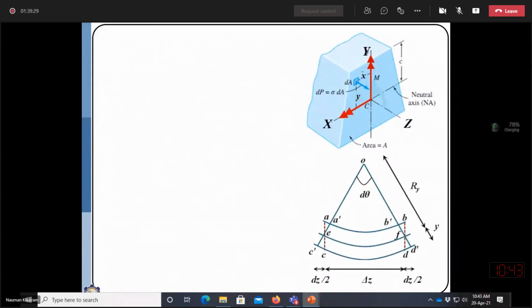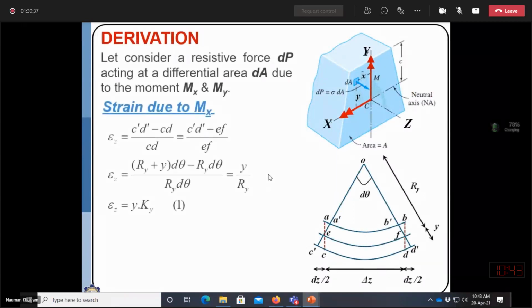So the derivation is similar or the same as the derivation of the flexure formula. For example, we have an arbitrary cross section which has one axis of symmetry. If the y-axis is the axis of symmetry, then y would be the principal axis, and another axis perpendicular to the y principal axis and passing through the centroid will also be a principal axis.